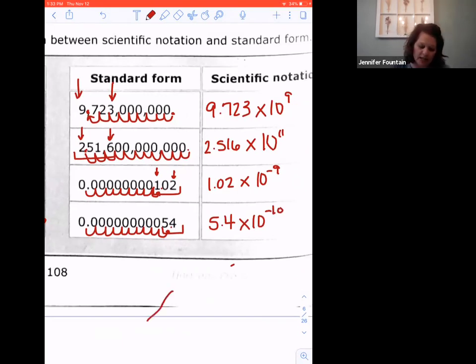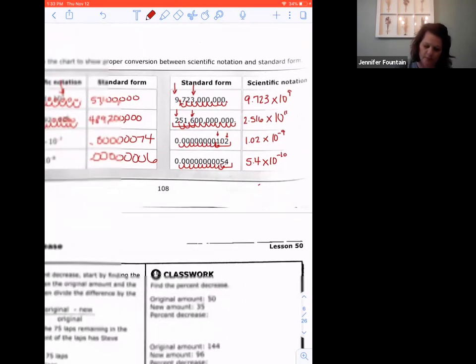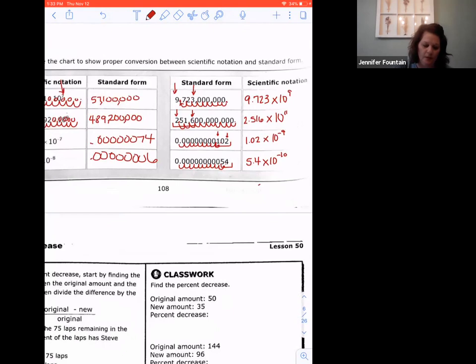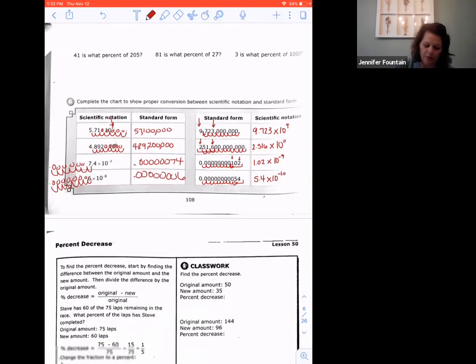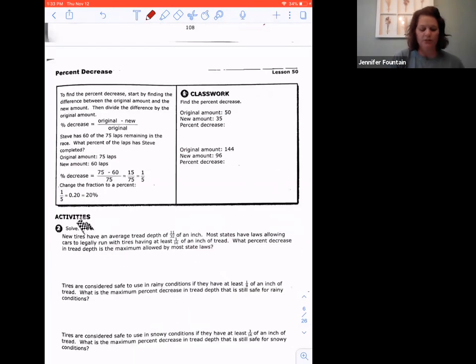Any questions on scientific notation? All righty. Well, we're a few minutes over on our break, so let's go ahead and take a 5-minute break, and then we'll come back and start talking about percent decrease. All right, so take a break.